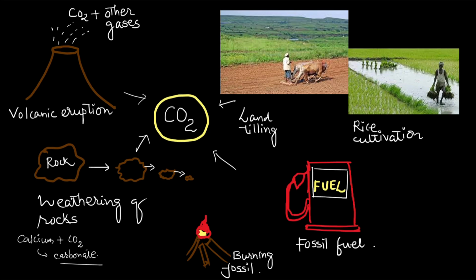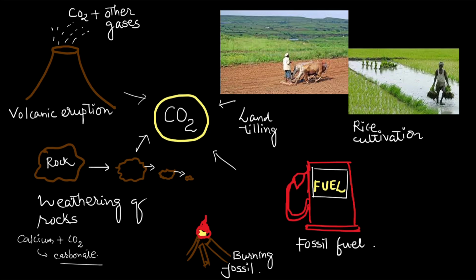Now, weathering of rocks gives out CO2. How exactly does the weathering of rocks give CO2? Rocks are nothing but calcium carbonate, and calcium, along with CO2, forms calcium carbonate. Whenever rock weathering takes place and it is converted into fine granules, the CO2 is released back into the atmosphere, and that is how the weathering of rocks contributes to the formation of CO2.